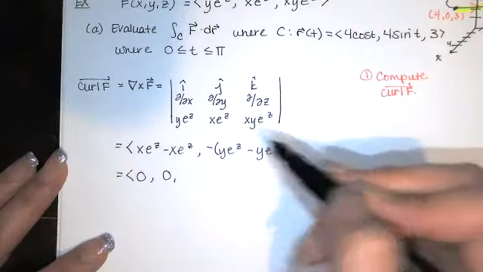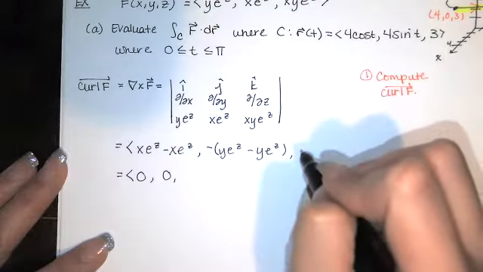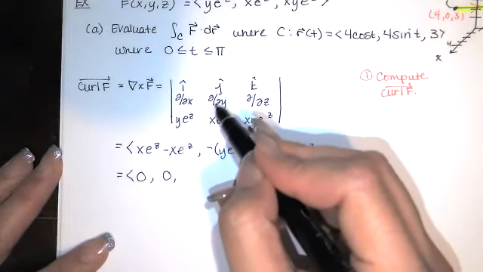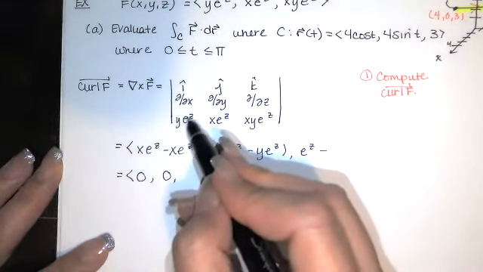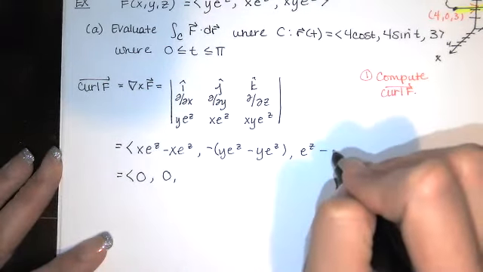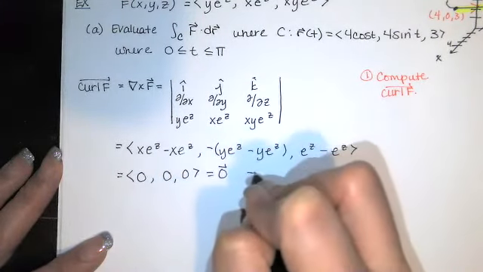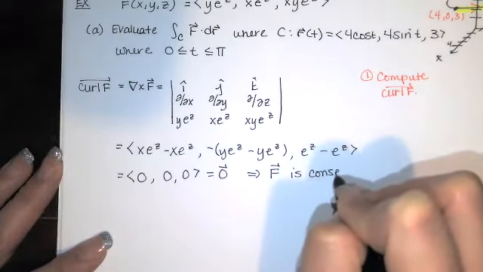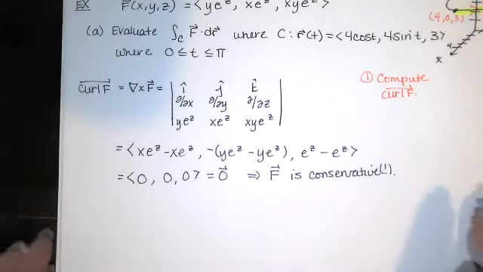Cross out this row and this column. Partial with respect to x of x e to the z. That's a constant times x. The derivative of a constant times x is just the constant. The derivative with respect to y of y e to the z, that's what we subtract next. Well, that's a constant times y. The derivative of a constant times y with respect to y, that's going to be a constant. Hey, that's the 0 vector. That means our field is conservative. That's going to save us some work.